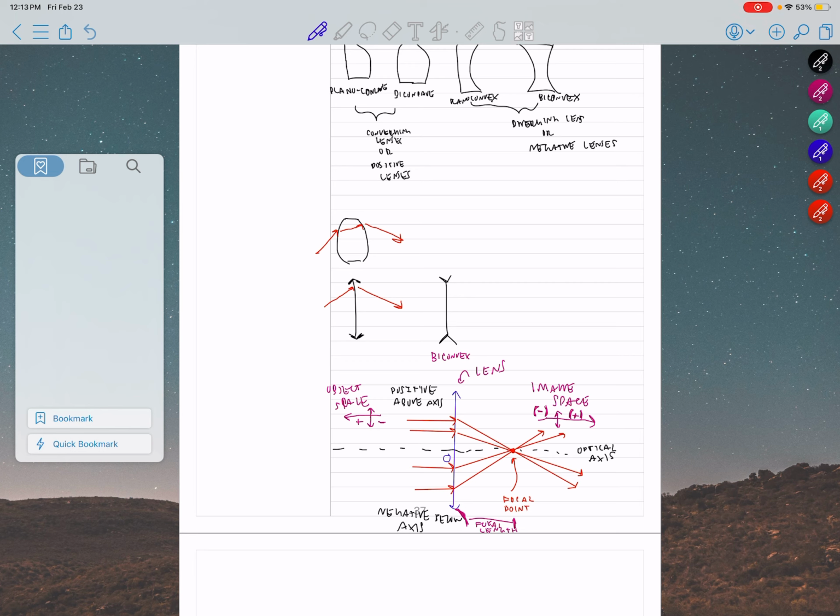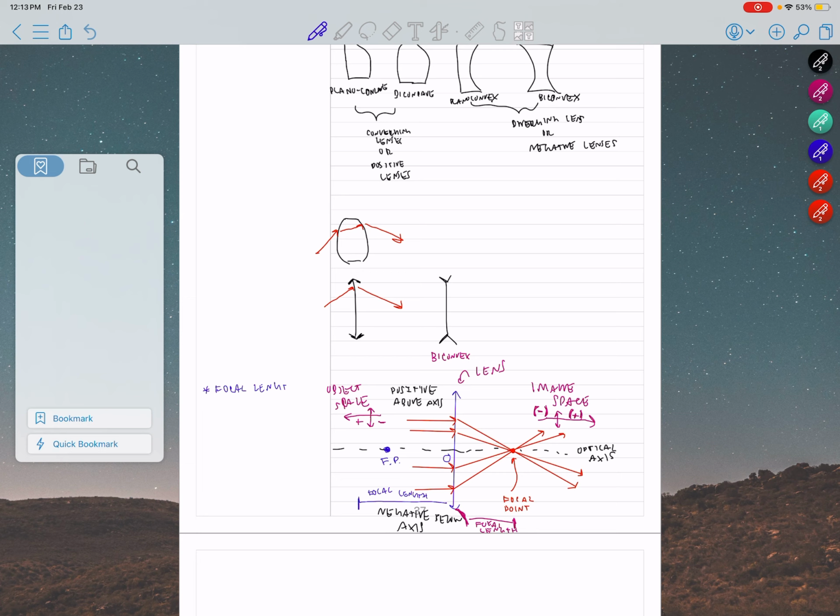And here, again, is going to be my focal length. Okay, it is the same on both sides. So if you have 10 centimeters focal length on one side, you're going to have 10 centimeters focal length on the other side. Okay?